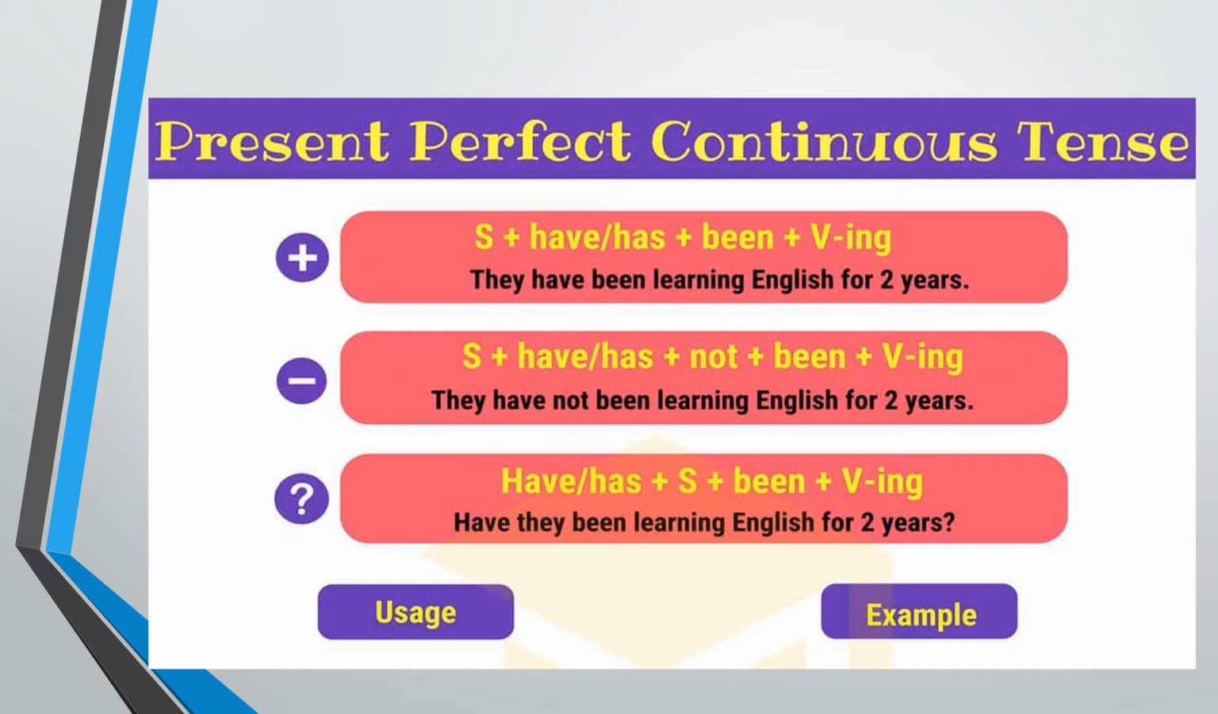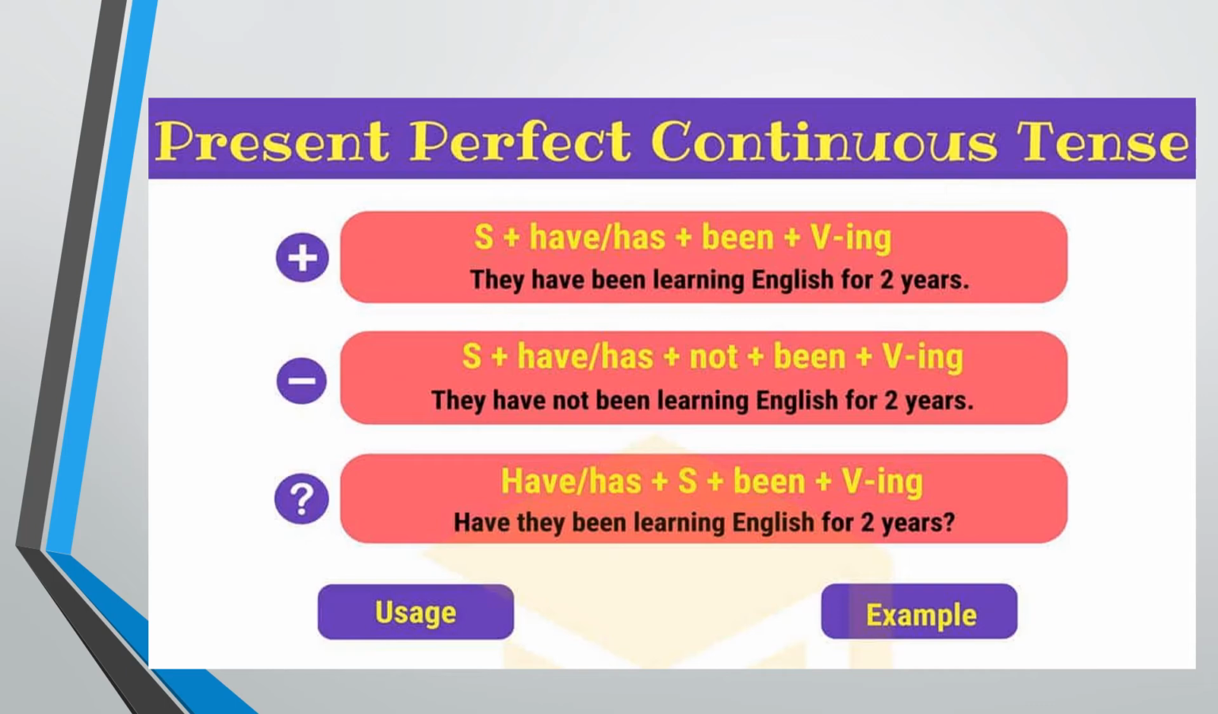Last one is present perfect continuous tense. In case of positive sentences, you will use subject, has been or have been, and the first form of the verb with ing. For example, they have been learning English for 2 years.